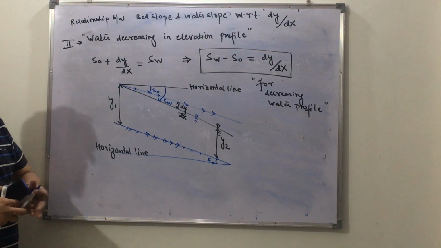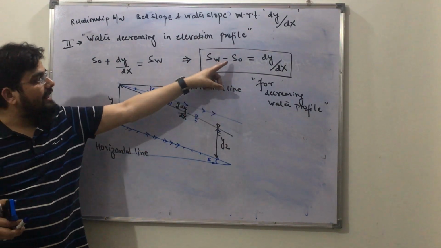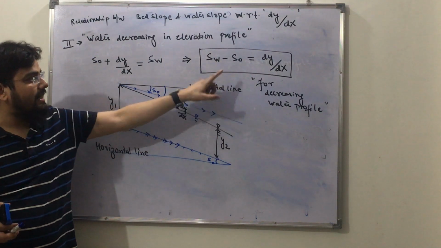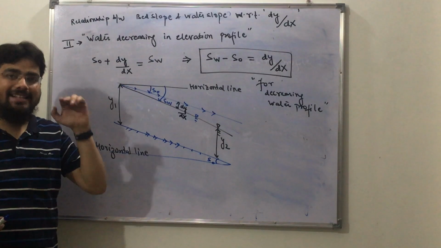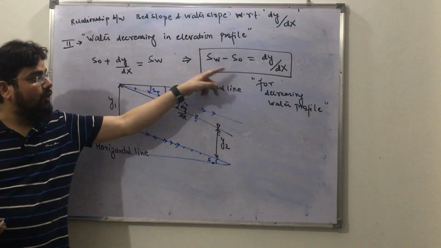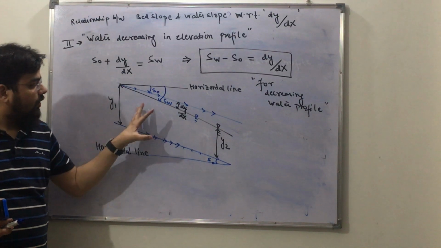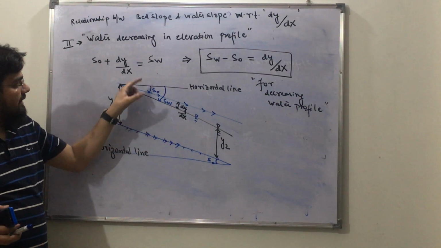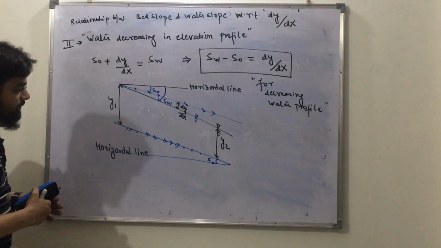So we have this one single relation for decreasing water profile, and for increasing water profile it is S0 plus SW equal to dy by dx, and S0 minus SW equal to dy by dx. So those two conditions are for rising profile, and this single condition is for decreasing water profile. I have drawn all these variations thoroughly so that it is very clear for you in future how we got these values. Okay.